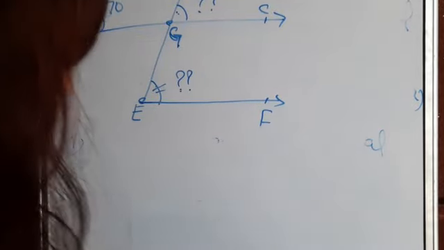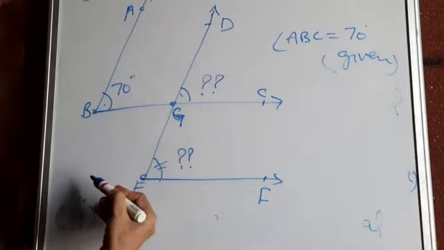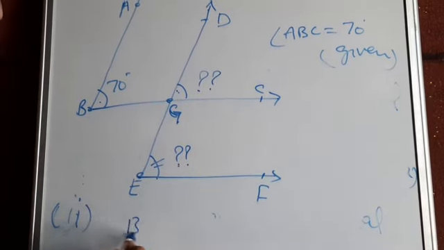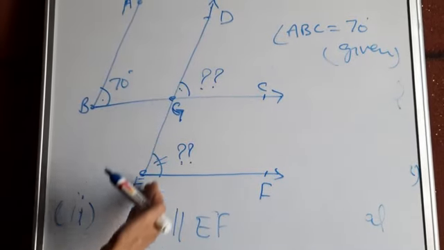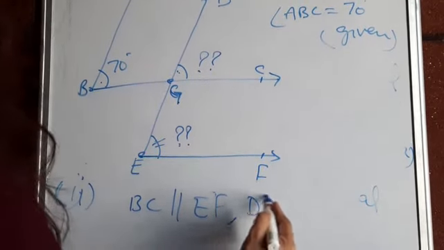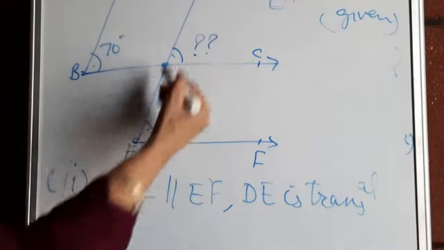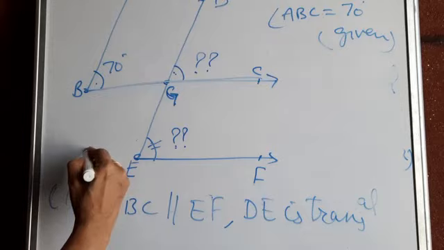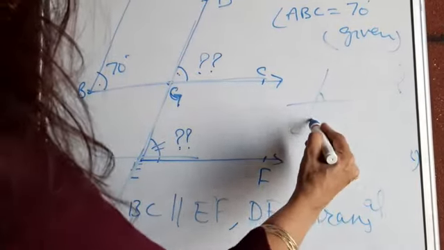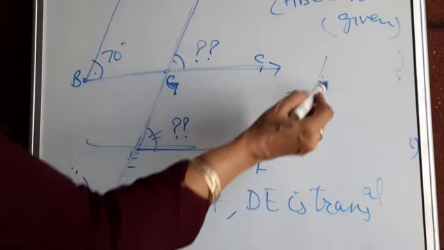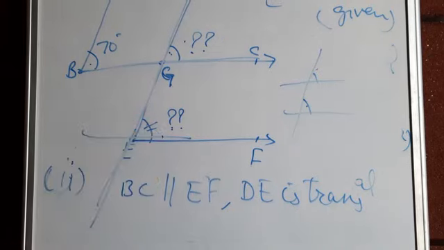in the second part you have to write down that BC is parallel to EF. BC parallel EF, and which line acts as the transversal? DE. So DE acts as the transversal. When this is the transversal and these two lines are parallel, then this and this angles will be corresponding, means ये और ये angle corresponding हैं.